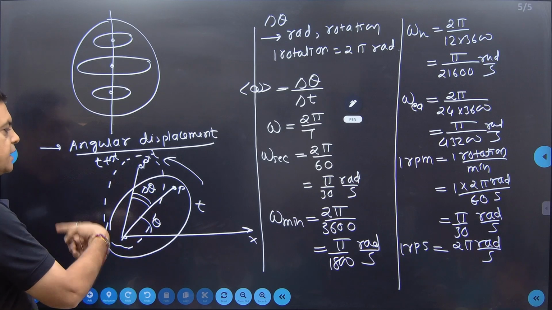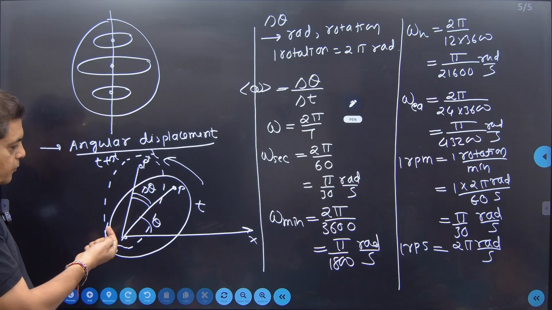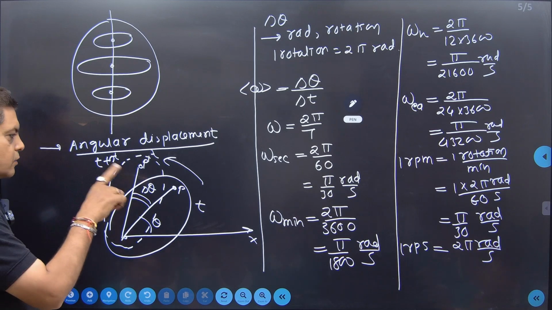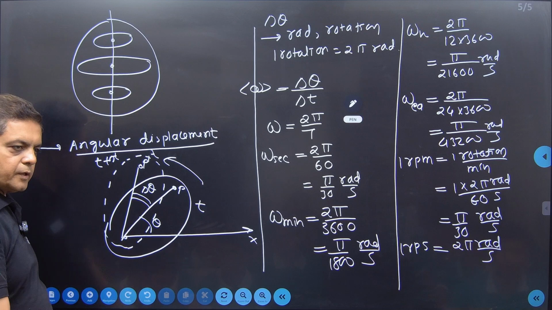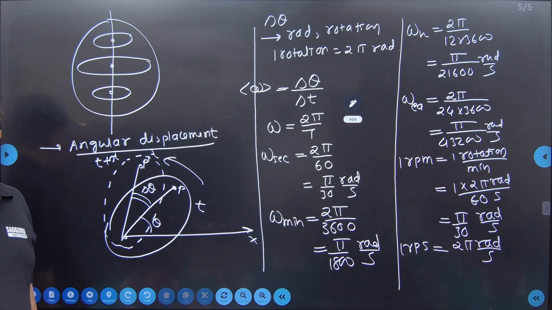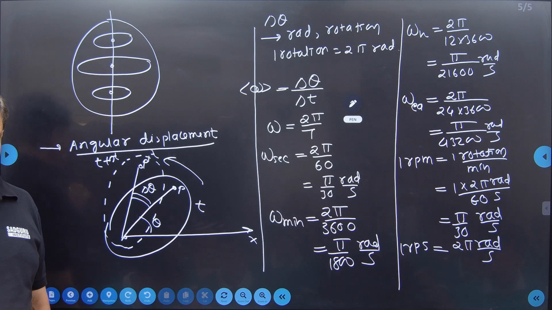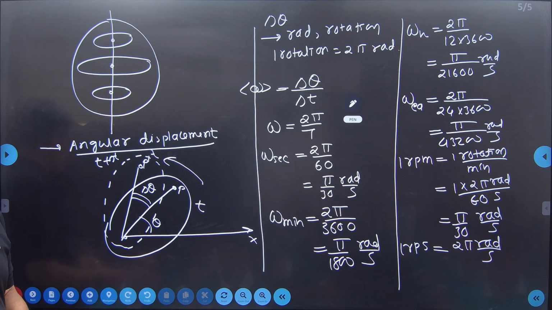So if it is anti-clockwise, the direction of omega is perpendicular to the plane, outside, and if it is clockwise, perpendicular to the plane, inside. But here we should notice one thing: omega is either perpendicular to the plane outside or inside, but it is parallel to the axis. So omega is always parallel to the axis.